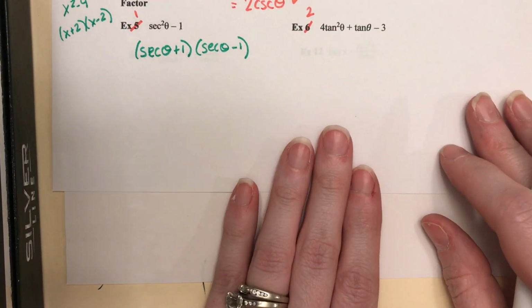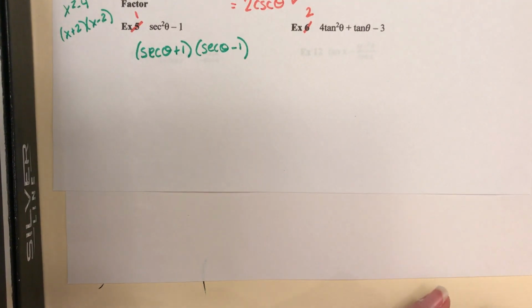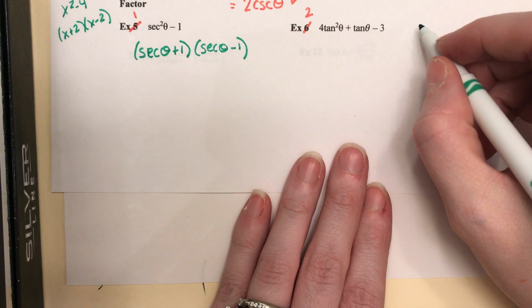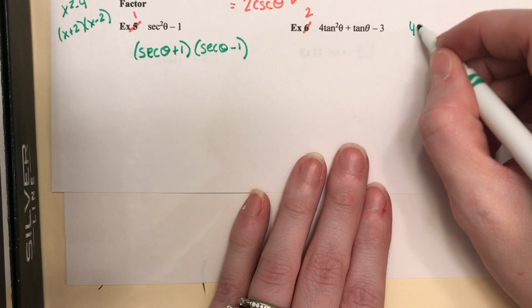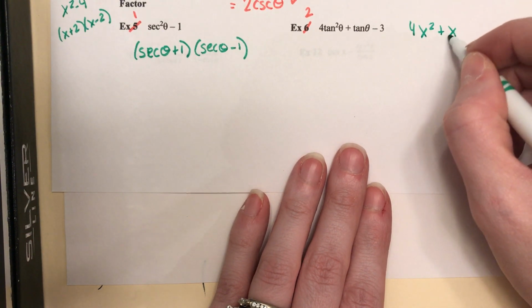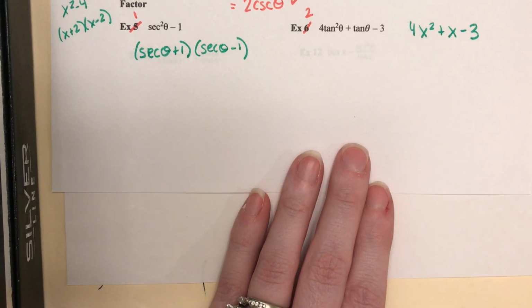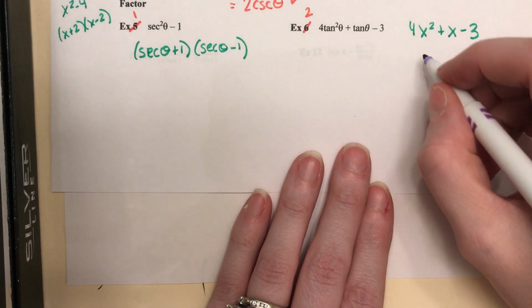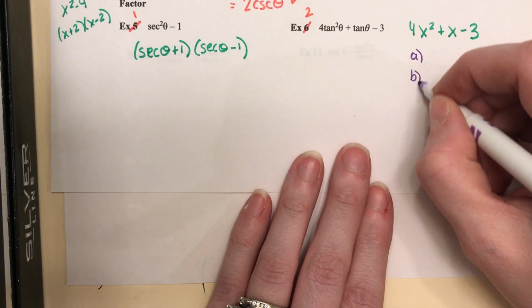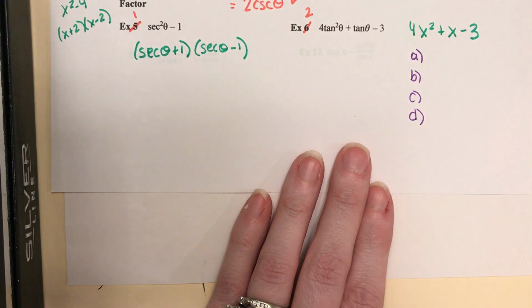So let's look at number 2. We have 4 tangent squared plus tangent of theta minus 3. So if I wrote this instead with x's, 4x squared plus x minus 3, we would factor that. Now, you guys might have learned a couple different methods, and we reviewed this year. When you have a number in front, you can either do the guess and check method, or there was the 4-part method, the ABCD method.